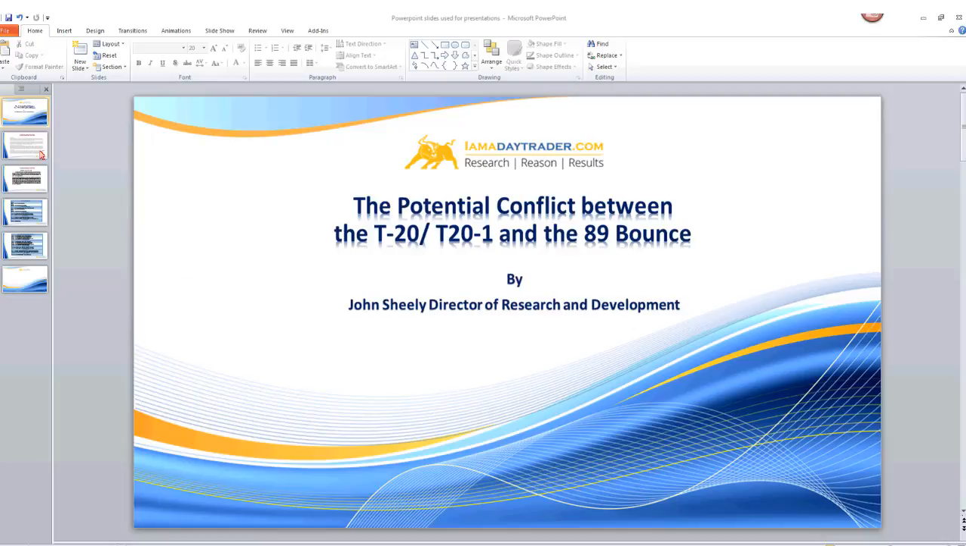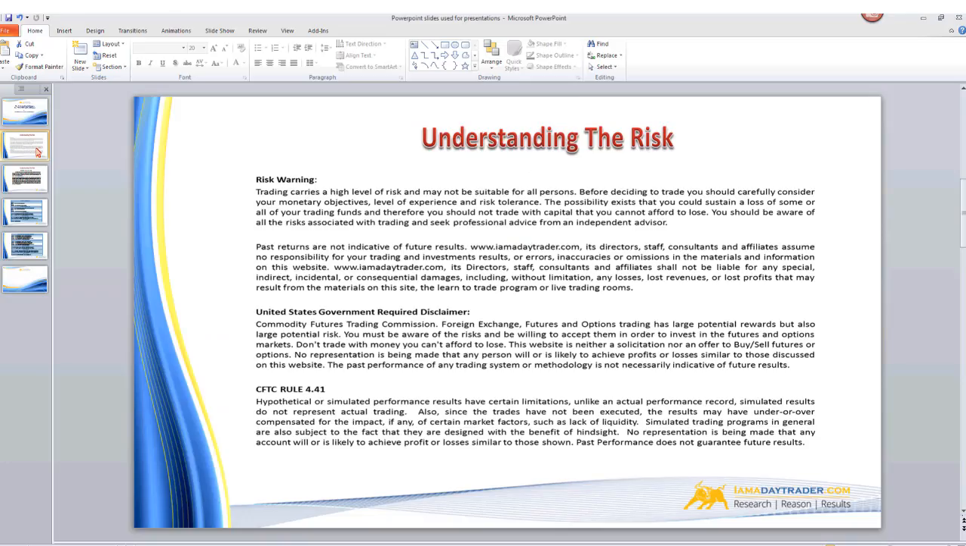Now, of course, we have to talk about understanding the risk. Trading has a high level of risk, and trading is not suitable for all persons. And past returns are not indicative of future results.